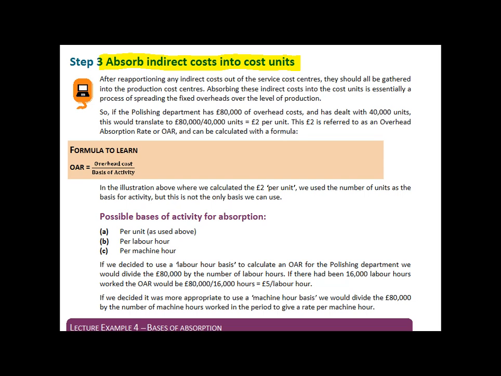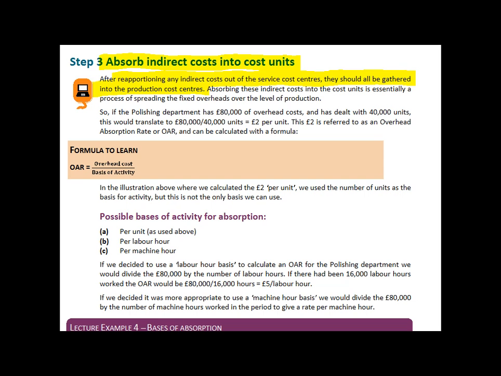Well, hopefully you've already worked through the first two steps of absorption costing. Step one is where we allocate and apportion our overheads to the various cost centres in our business. So we'll apportion rent perhaps on the basis of floor space. The second step is to then take any overheads that are in service cost centres and to reapportion them into the production cost centres. And we've got two approaches to doing that, the direct method and the step down method. This third step is now, once we've reapportioned the indirect costs out of the service cost centres, it should mean that all of our overheads are gathered into just the production cost centres.